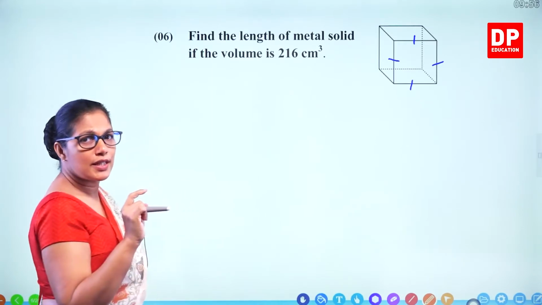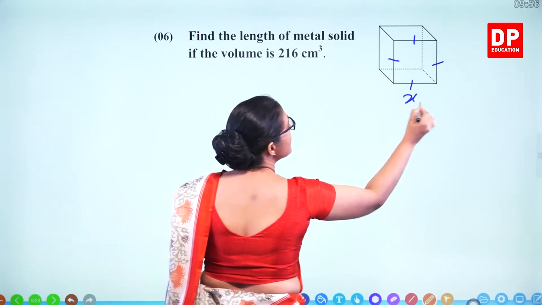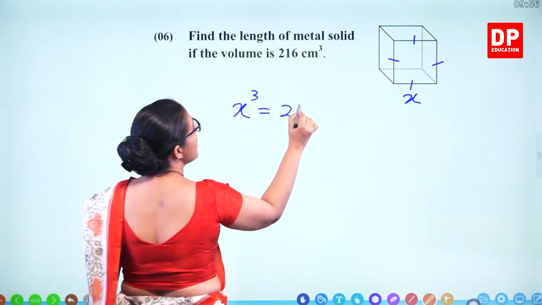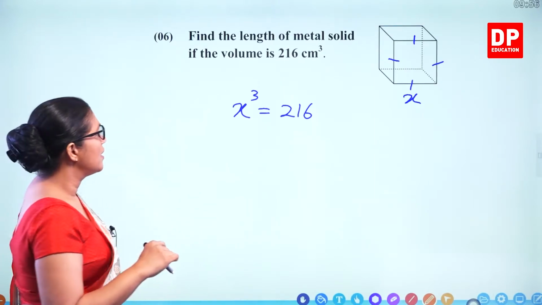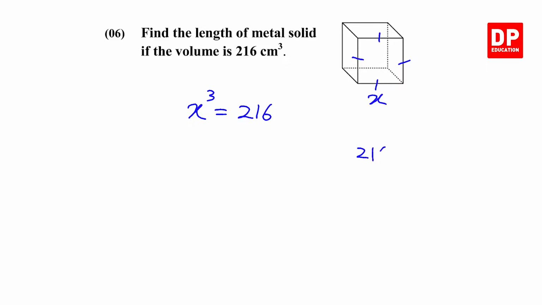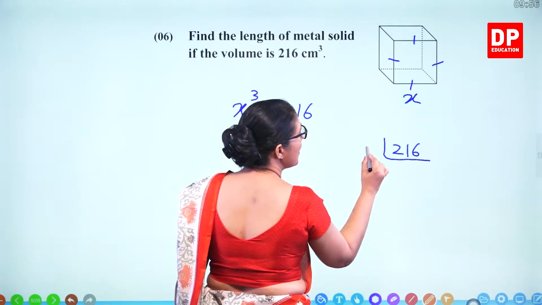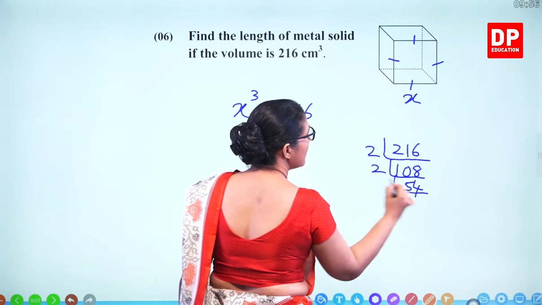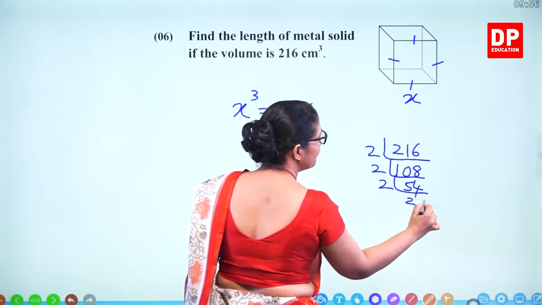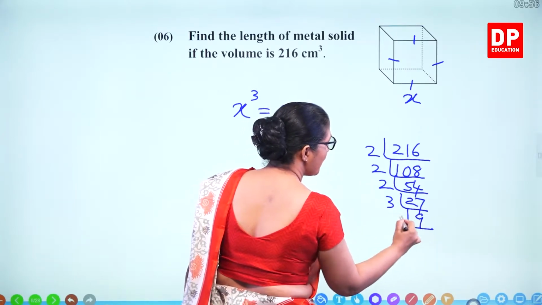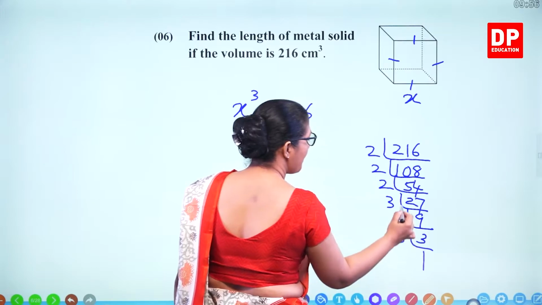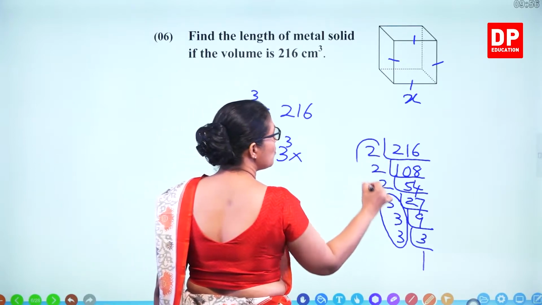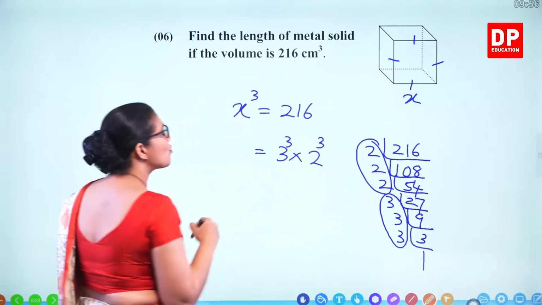So how do you find it? If x is the length, x cubed, x into x into x, is 216. So how do we find this number? You take that and divide and see what the power is. You can divide by 2, divide by 2 again, now divide by 3, and 3. Now can you see? 3 times and 2 three times. 2 to the power 3.